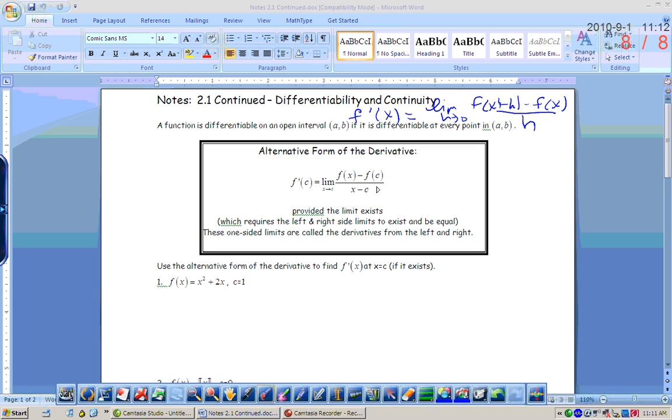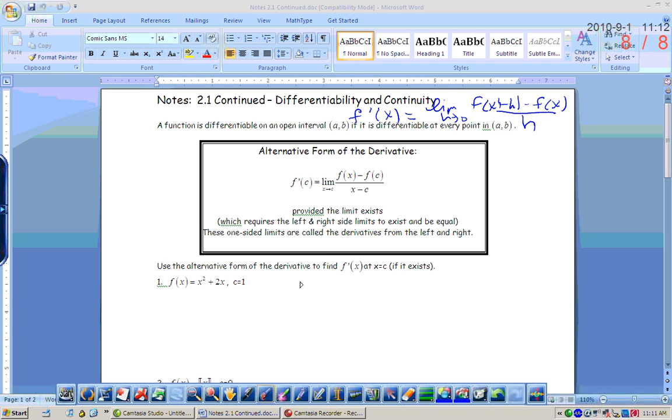Now, that's provided that the limit exists. And in order for the limit to exist, it requires the left and the right side limits to be the same. We learned that in Chapter 1. Those one-sided limits are actually called the derivatives from the left side and from the right side. And we'll come back to that in just a second.